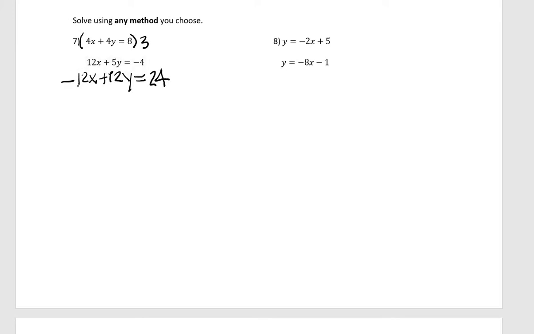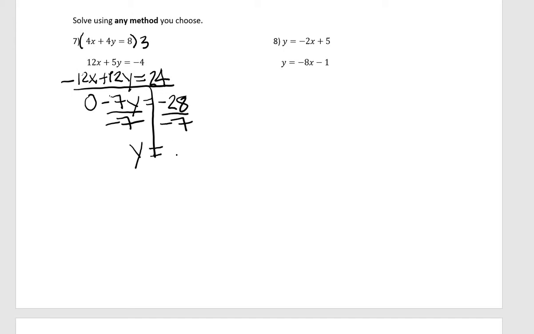I'm going to subtract the equations because I know that 12x minus 12x is 0. 5y minus 12y is negative 7y. And negative 4 minus 24 is negative 28. Then I'm going to divide both sides by negative 7. And I get y equals 4. And then I'm going to plug y back into the top equation.